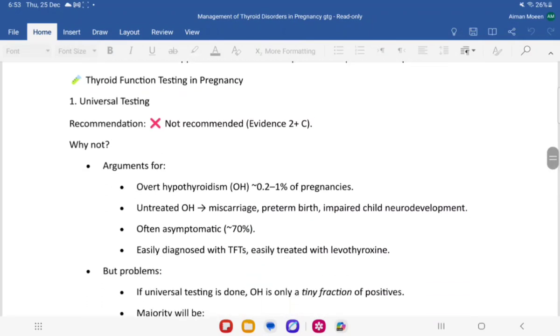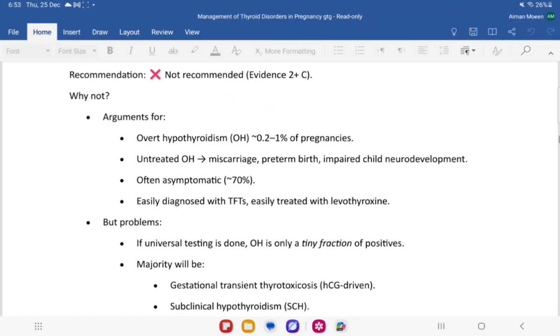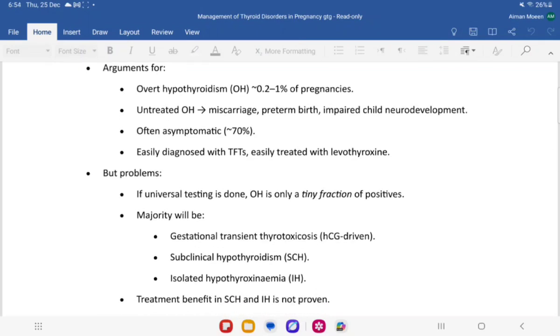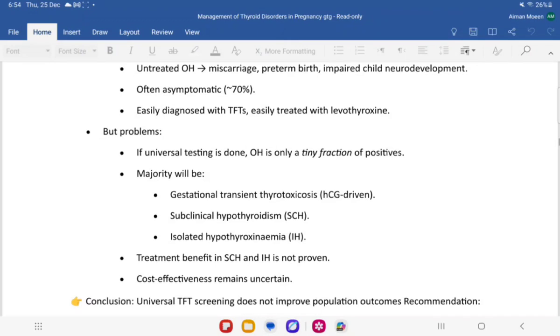Now, universal testing is not recommended. Why not? Because overt hypothyroidism is only a small percentage of the women, and untreated overt hypothyroidism can lead to miscarriage, preterm birth, impaired child development, and often is asymptomatic. Okay, the subclinical they are talking about. It is easily diagnosed with the thyroid function test, and it can easily be treated with levothyroxine. But the problem is that if we do universal testing, overt hypothyroidism is only a tiny fraction of the positives that we have already discussed. The majority would be gestational transient thyrotoxicosis, subclinical, and isolated hypothyroxinemia.